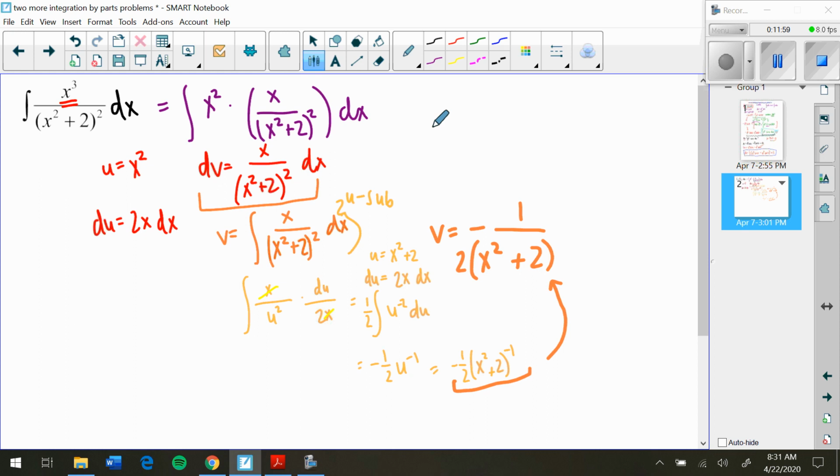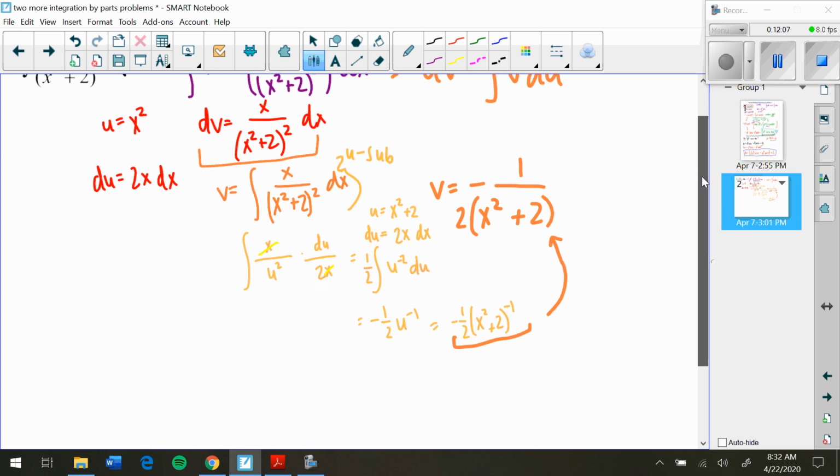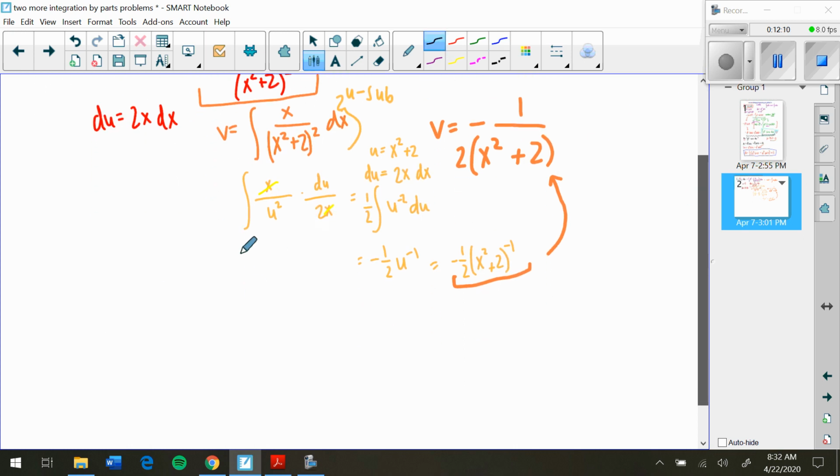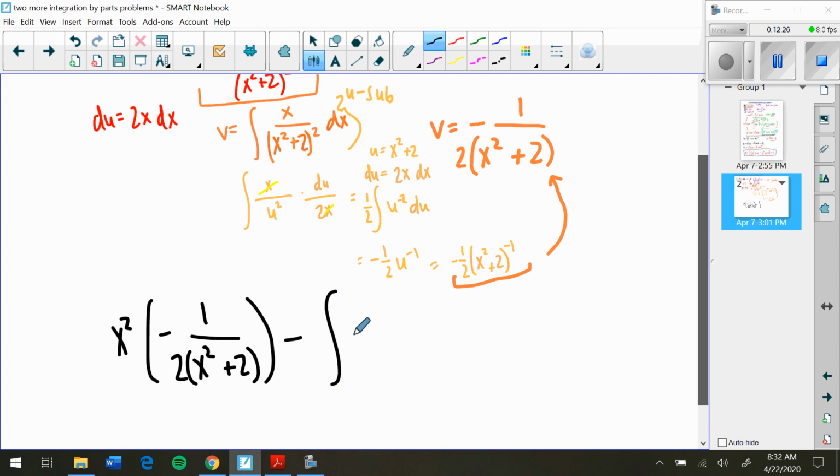So now, back to this guy, we have uv minus the integral of v du. We have all of our pieces. We can put them all together. So we have u, which was x squared, v, which was the -1 over 2 times x squared plus 2, uv minus the integral of v, -1 over 2 times x squared plus 2, times du, which is 2x dx.